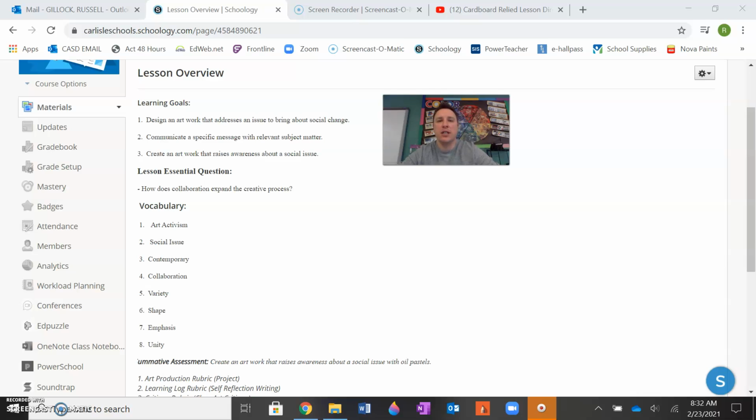The idea of the project is to work with someone else to help brainstorm and plan the design of the project. And collaborating with someone else allows you to get different insights from other people and even have more than one person working on the project with you. So that's going to be your essential question. And your vocabulary words are art activism, social issue, contemporary, collaboration, variety, shape, emphasis, and unity. So all of these things are going to be present in this unit.